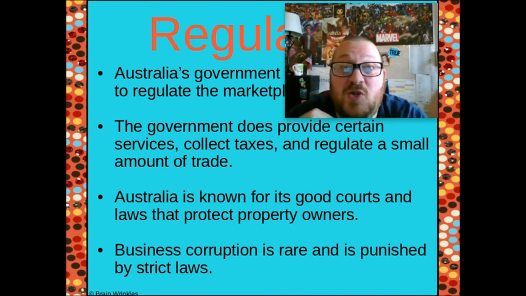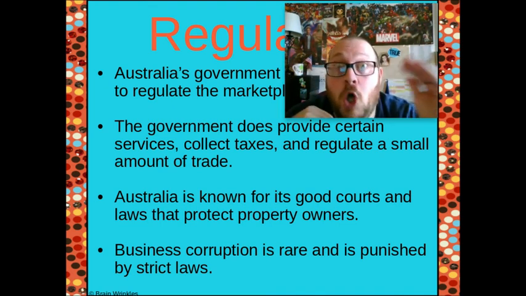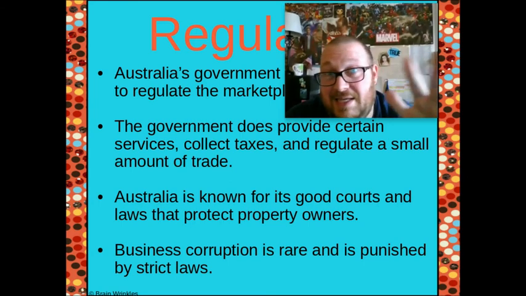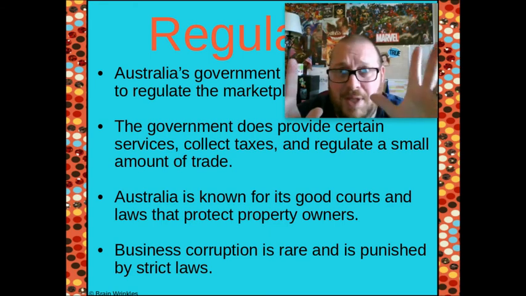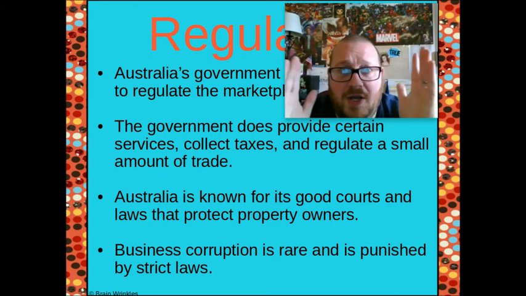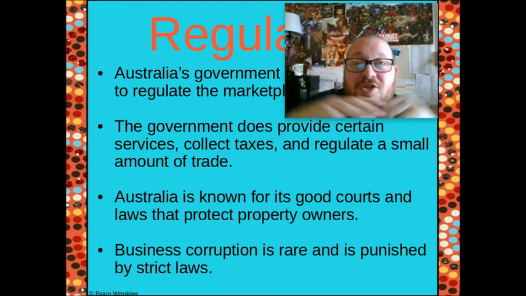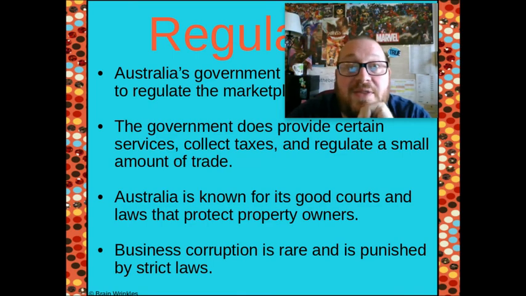Now, in other countries we're going to learn about this year, there is so much business corruption that it's hard to even run a business. We'll see how that plays out with the environment, because in some places in India, they don't put enough regulation on businesses, and businesses can just dump all of their waste out of their factories straight into the rivers, and it's pretty gross. We're going to learn about that.